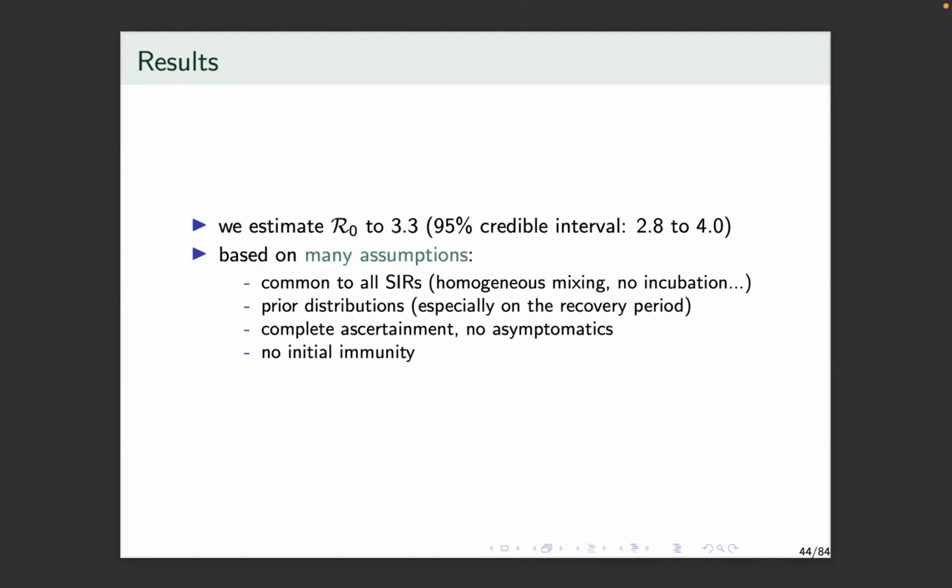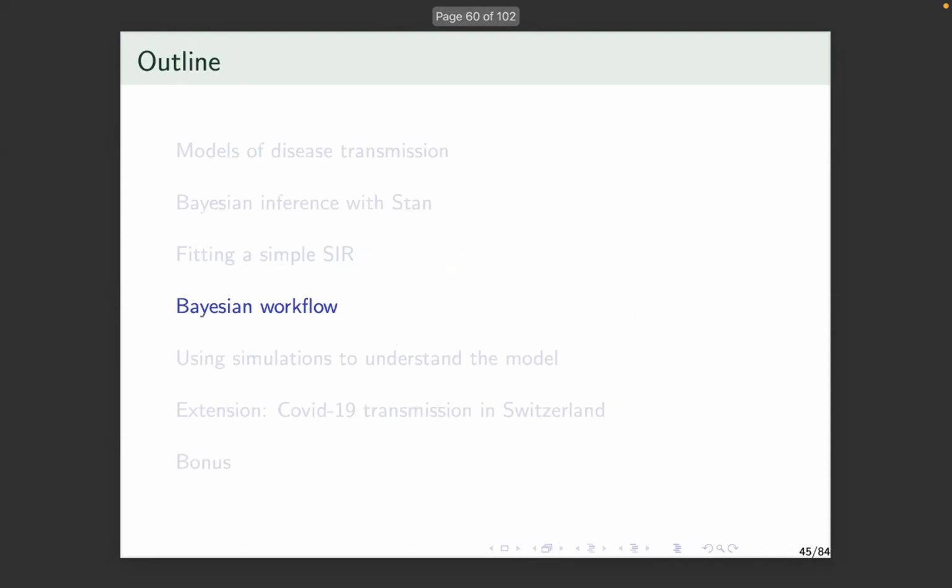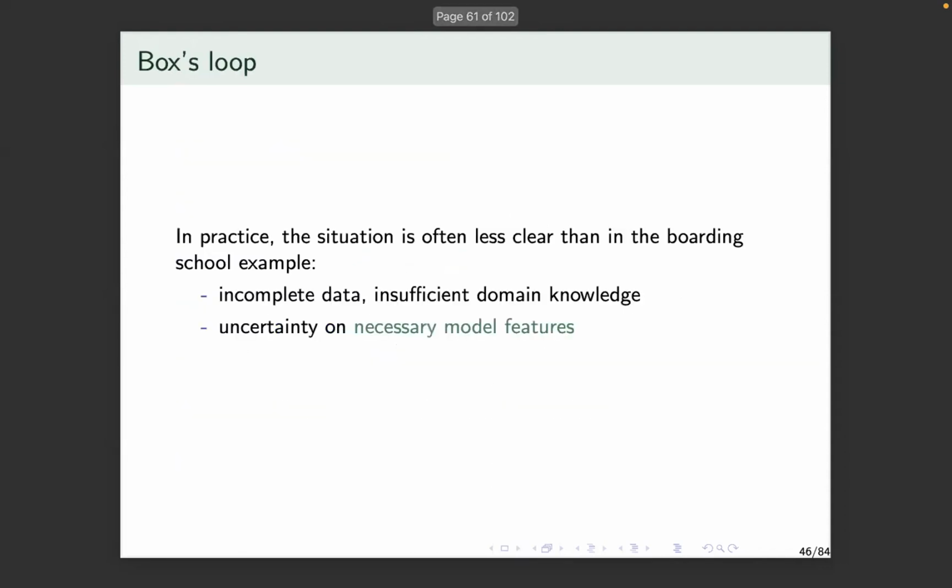Here, now we have estimated the R0 value. And as Julien has mentioned, the SIR model has used a lot of assumptions, which, for instance, COVID would not adhere to, and many other diseases would not adhere to as well. Now, stepping back a bit from the SIR model, let's talk about the iterative process of model fitting.